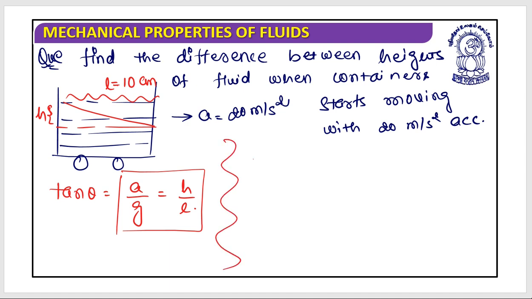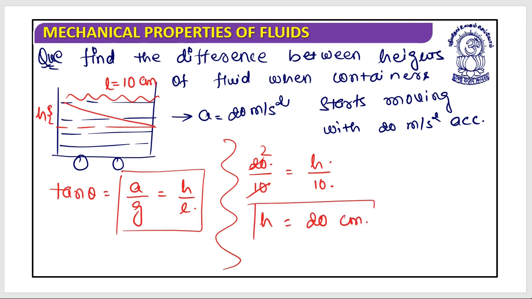If I do this, the acceleration is 20, g is 10, H I don't know, L is 10 centimeter. It's a twin twos. So H is equal to 20 centimeter. There is a difference of height of this much, which equals 20 centimeter.